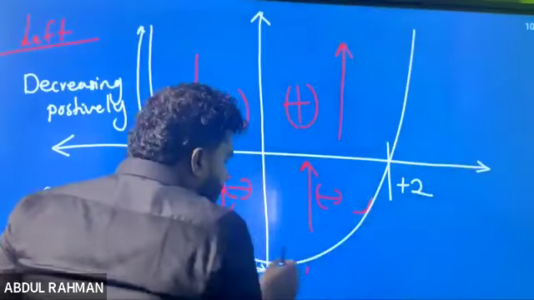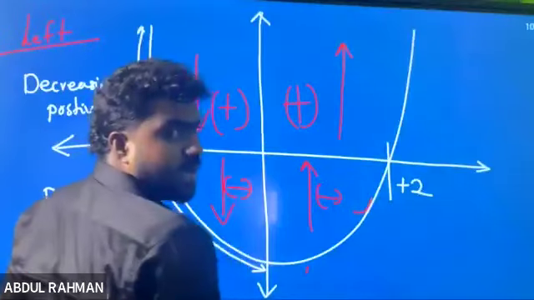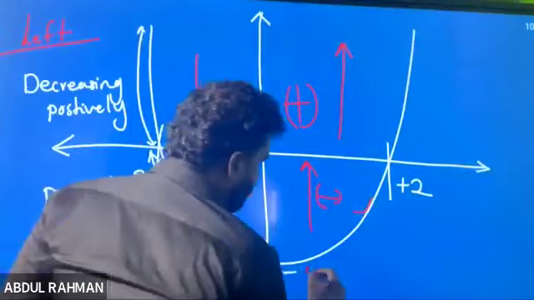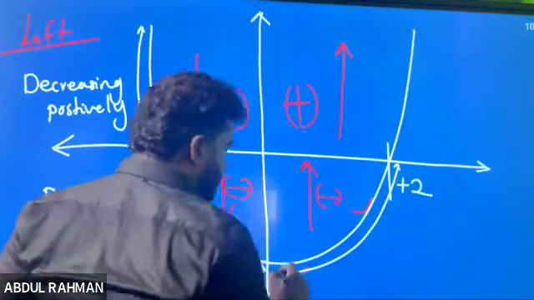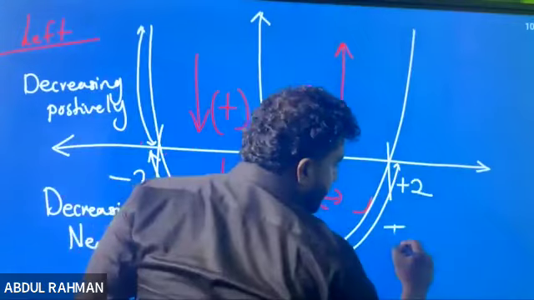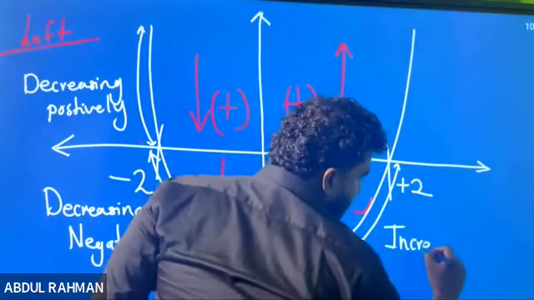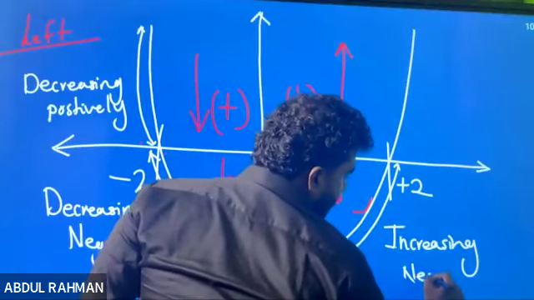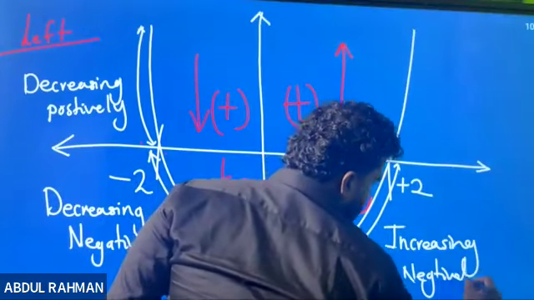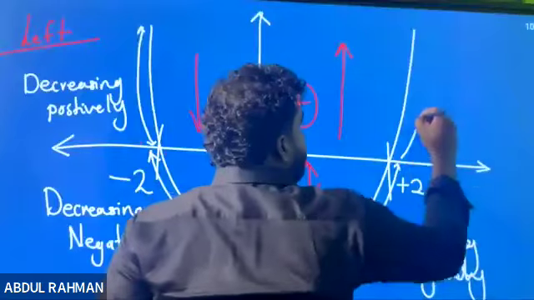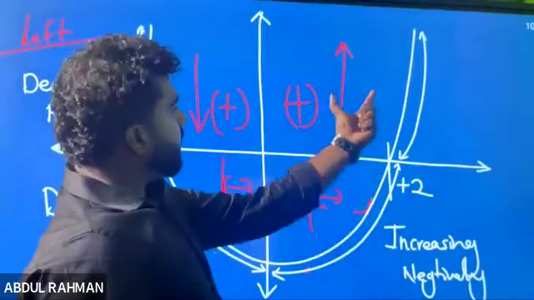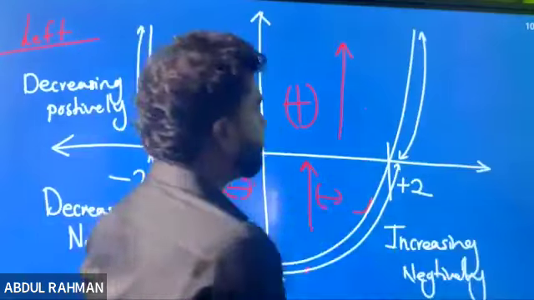From here to here, this portion of the graph is increasing negatively. Why? The arrow is going up, increasing. This part is increasing negatively. From here to here, the portion is what? Increasing positive.